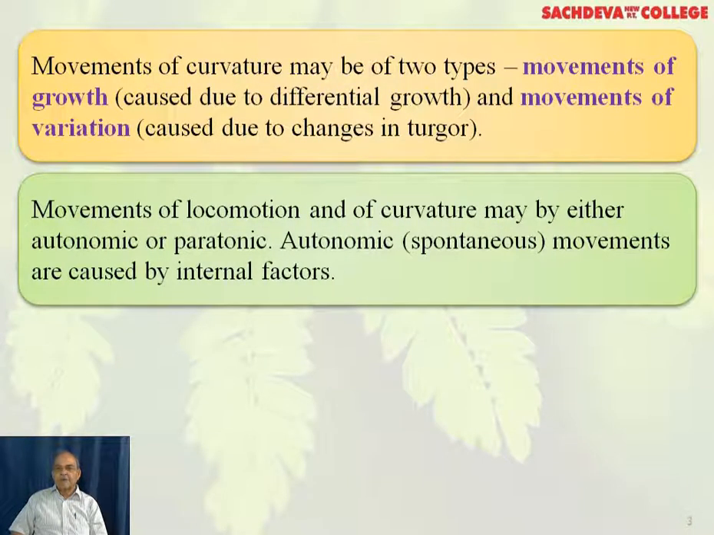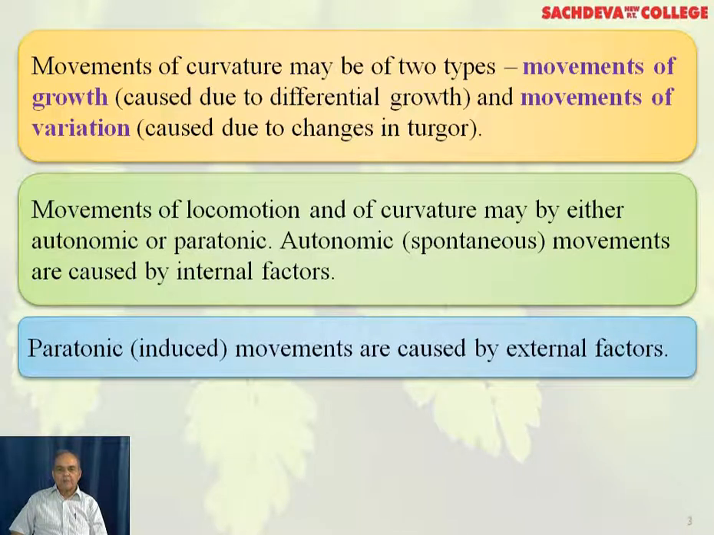Movement of curvature may be of two types: movements of growth, caused due to differential growth, and movements of variation, caused due to change in turgor. Movements of locomotion and of curvature may be either autonomic, which is spontaneous, or paratonic, which is governed by an external stimulus. Paratonic movements are caused by external factors. Autonomic is spontaneous. It is due to some internal factors.